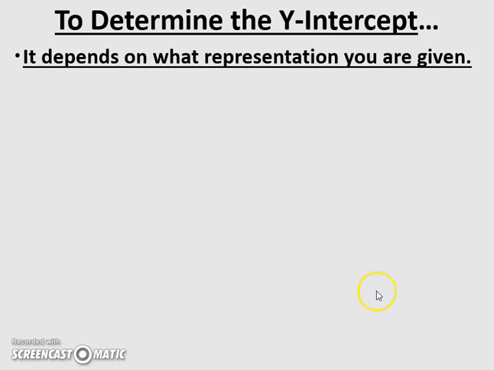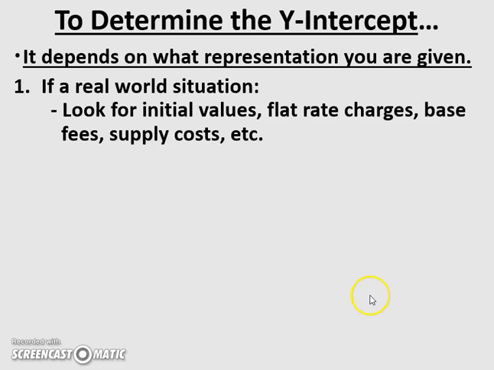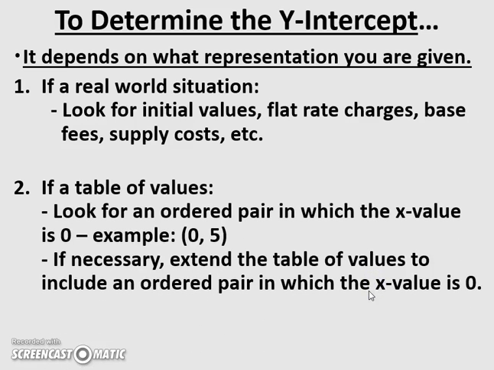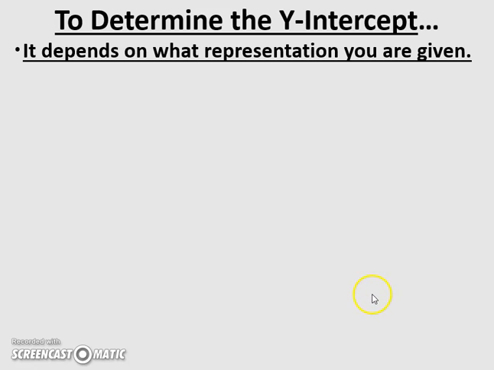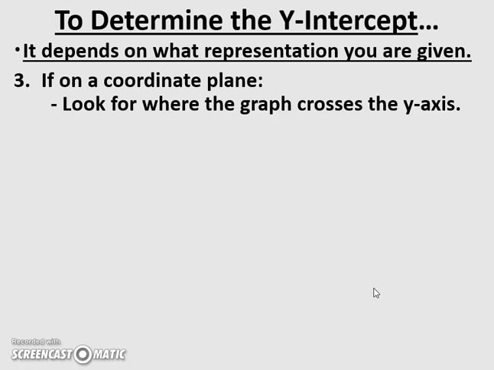We also learned in Math Weekly number 13 that to determine the y-intercept depends on which representation you're given. If we're looking at a real-world situation, we look for initial values, flat rate charges, base fees, supply costs, etc. If looking at a table of values, we look for the ordered pair in which the x value is 0, something like (0, 5). If necessary, we sometimes have to extend the table to include an ordered pair in which the x value is 0. The third relationship that we looked at was on a coordinate plane.